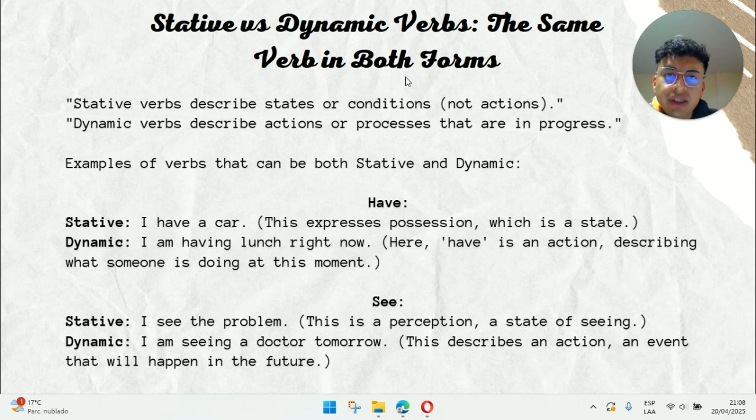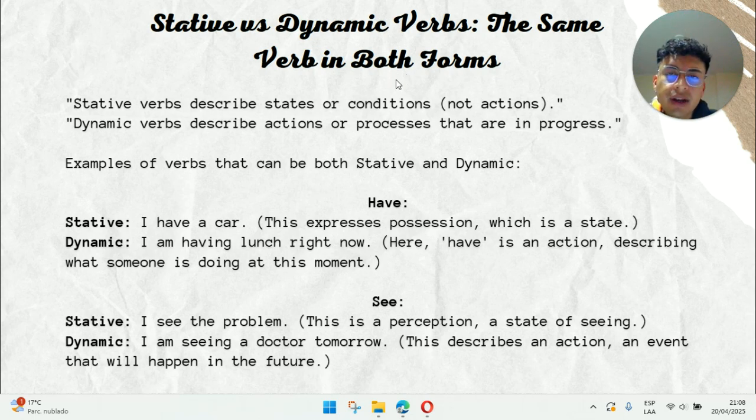Another example is see. When you say I see the problem, see is stative because it refers to your ability to perceive something. But when you say I am seeing a doctor tomorrow, see becomes dynamic because it refers to an action or event that will happen.